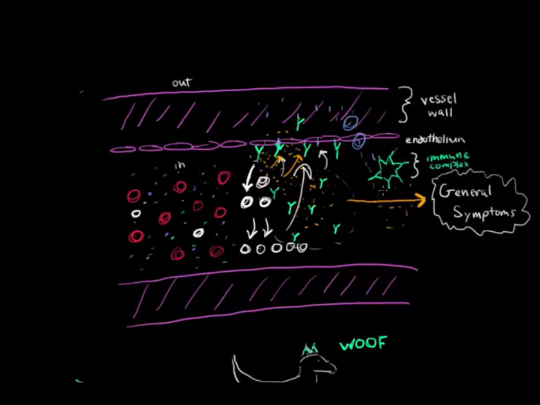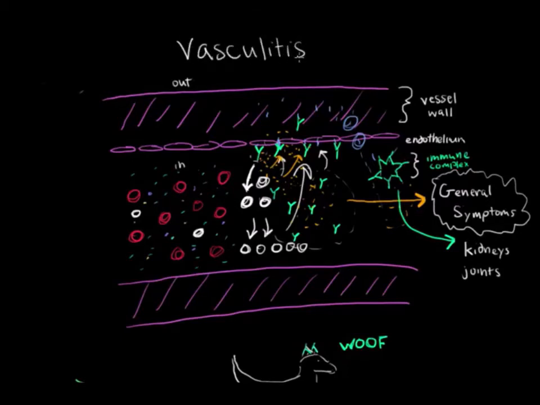So immune complexes will also travel down the bloodstream, and they can get stuck in different parts of the body. Generally, the more common places these immune complexes get stuck are in the kidneys or the joints. And it's really not known why they prefer these locations. So autoimmune damage is the root cause of vasculitis.